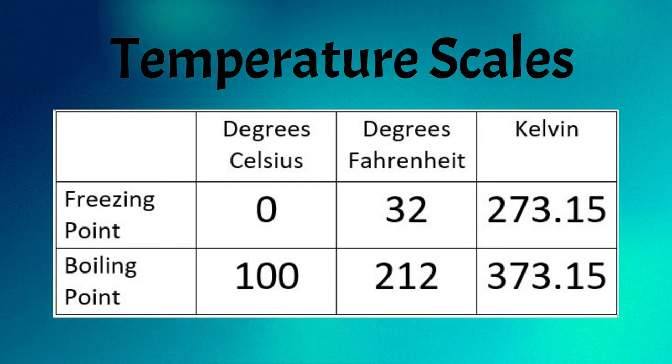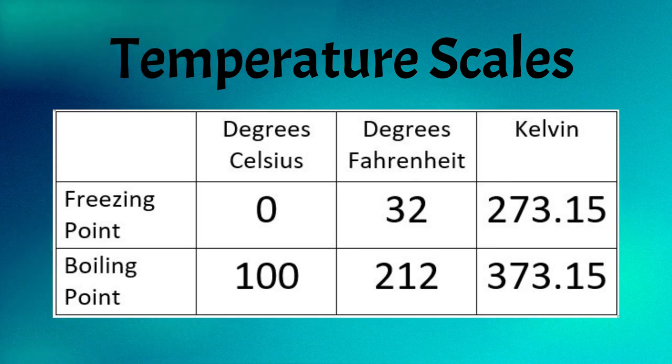The Celsius scale has a freezing point of 0 degrees and a boiling point of 100. So as you can see, there's exactly 100 degrees in between freezing and boiling. Now, one that you've probably not heard of is called Kelvin. One big difference between Kelvin and Celsius and Fahrenheit is that Kelvin doesn't have negative numbers, and it also does not use the degree symbol.